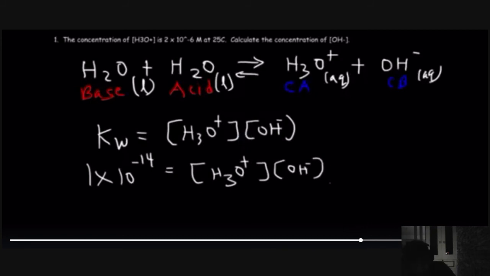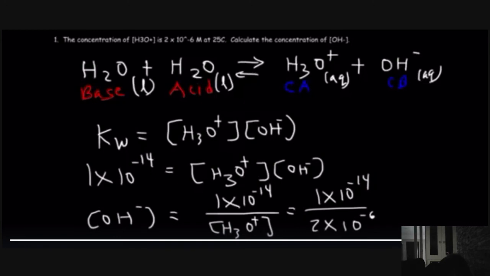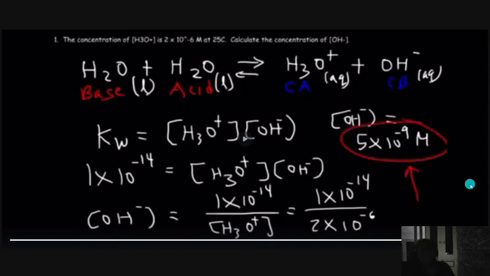So now we can calculate the concentration of hydroxide. It's simply going to be Kw, which is 1 times 10 to the minus 14, divided by the hydronium concentration of H3O+. So we have to take that number divided by 2 times 10 to the minus 6. And so the hydroxide concentration in this example is 5 times 10 to the negative 9 moles per liter, or molarity. So that's it for this problem. How to solve problem.